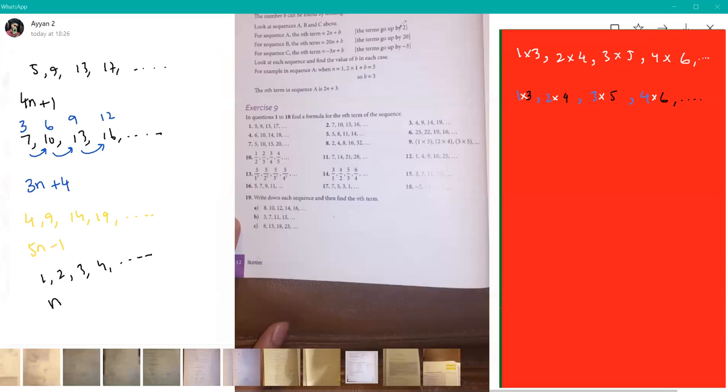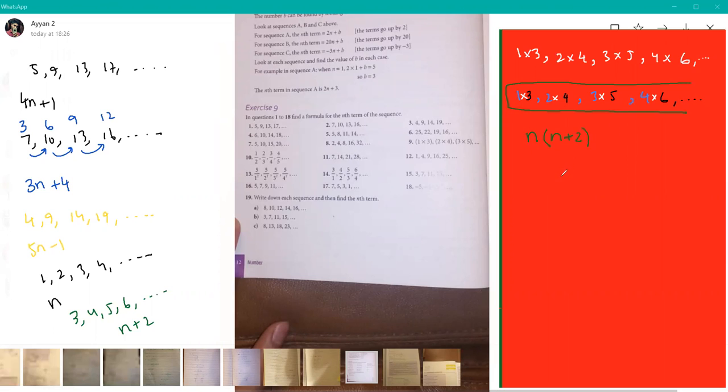And what if you have the second one, 3, 4, 5, 6 and so on? What is the nth term for this? Yes, n plus 2. So guys, we can write the nth term for this as n times n plus 2. That is the nth term for you. You see that you have to think a bit harder to write the nth term for such a sequence.